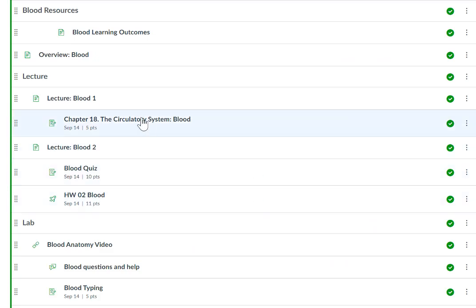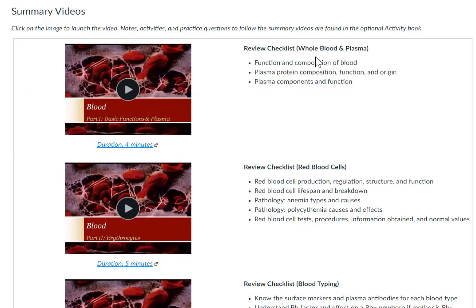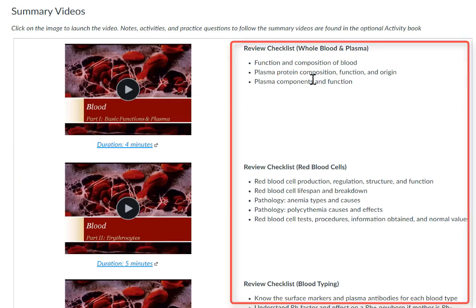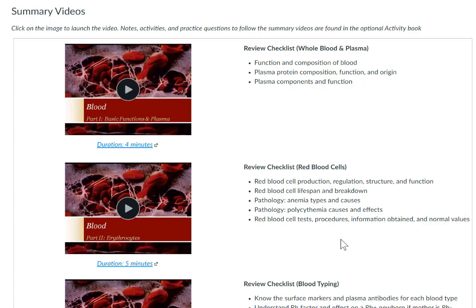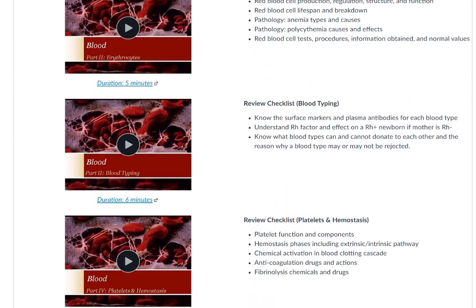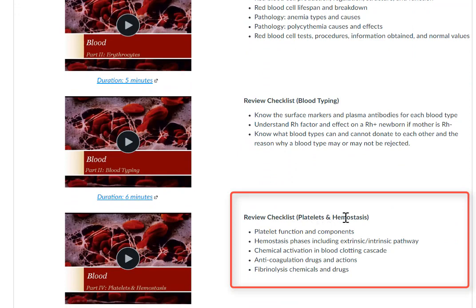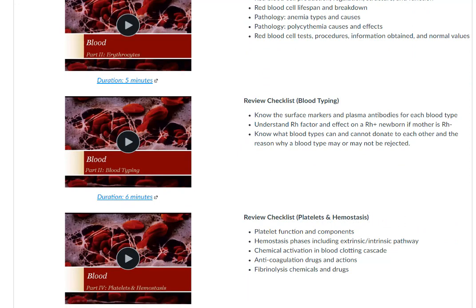For the blood, we'll go into the blood lecture page. We can see here, again with the checklist on the right hand side, this will be your study guide. For instance, for blood, you're going to need to know about hemostasis. That would be down here, the review checklist for platelets and hemostasis. That means blood clotting. You need to know the role of aspirin and Coumadin.